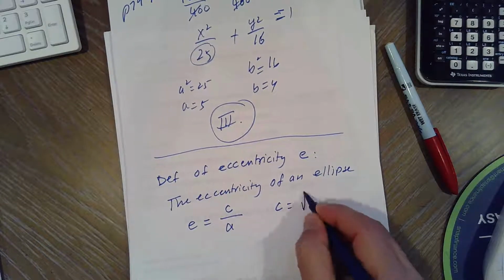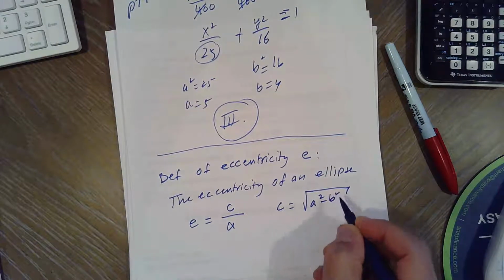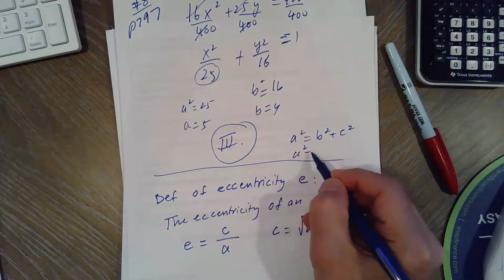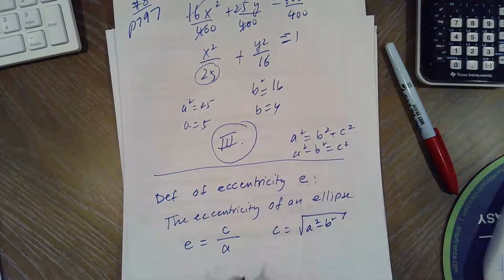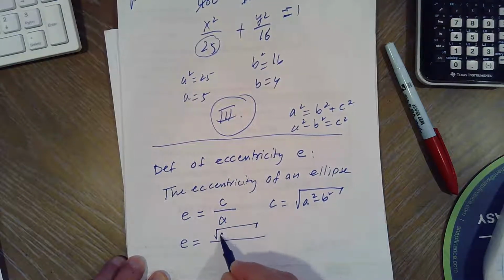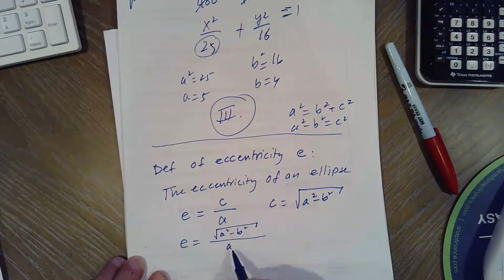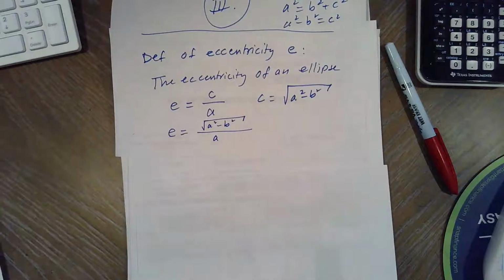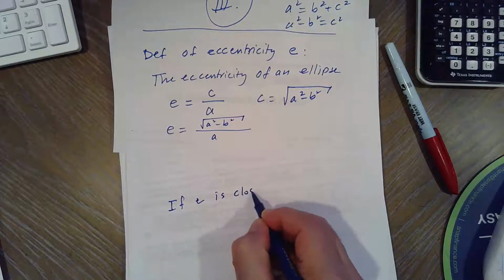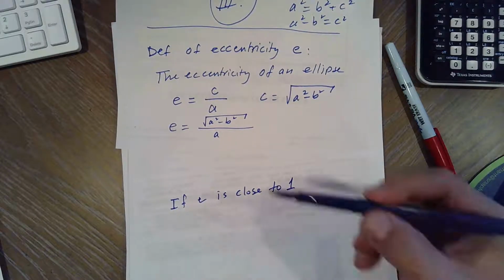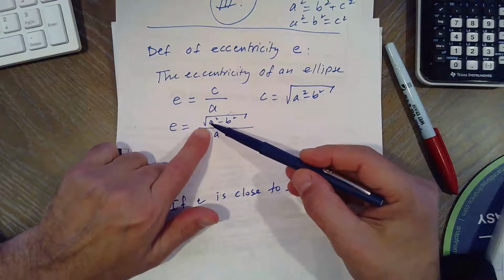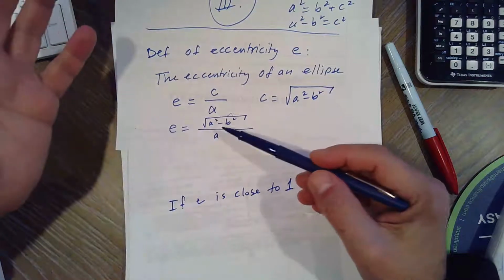Remember, C is the square root of A squared minus B squared, right? Because A squared equals B squared plus C squared, so A squared minus B squared equals C squared. So C is that. So look, E is the square root of A squared minus B squared over A. If E is close to 1, for this to be close to 1, B has to be close to 0, because you will have the square root of A squared over A, which is close to 1, A over A.